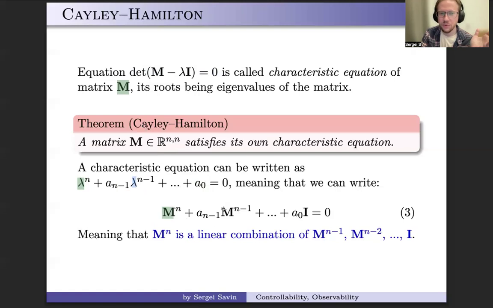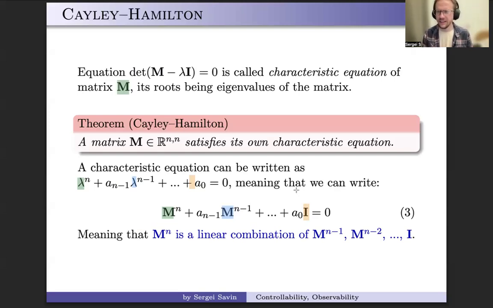So instead of lambda, put the matrix M. Instead of lambda everywhere, put the matrix M. Instead of 1 here, put identity. And the equation holds, right? It's very interesting.